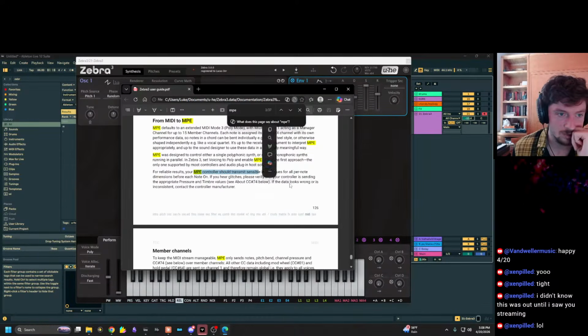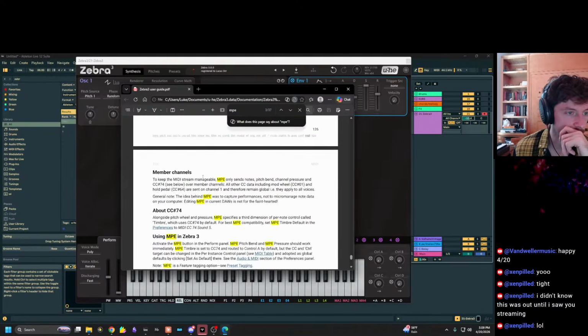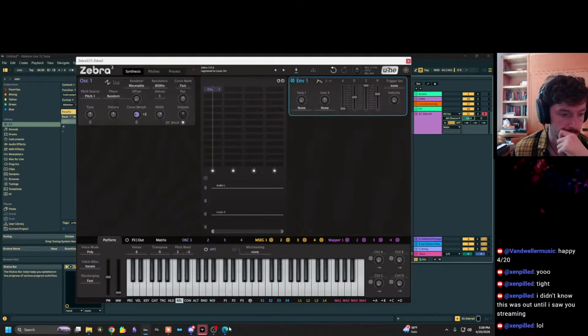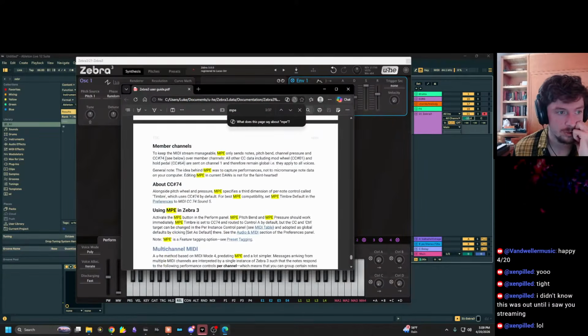Your MPE controller should transmit sensible initial values for all per note dimensions before note on. If you hear glitches, please verify that your controller is sending out. Okay. Basically they're saying if it sounds bad, it's a user error, it's a skill issue, not our fault. To keep the MIDI stream manageable, MPE only sends notes, pitch bend, channel pressure, and CC number 74. That's my favorite expressive unit. Don't you just love listening to like a string quartet and you're like, shit, man, that CC number 74, the way they're articulating that, beautiful.